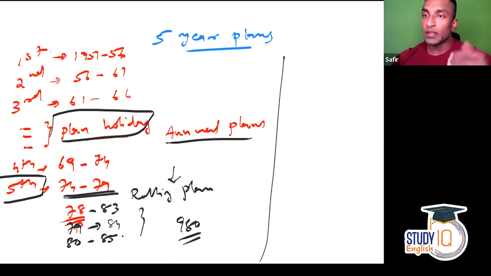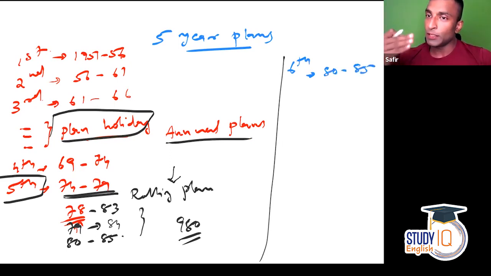Now when the Congress came back to power, we will start with the 6th plan. That will be from 80 to 85. So Congress came to power in 80, so 80 to 85. Then the 7th plan will be from 85 to 90.